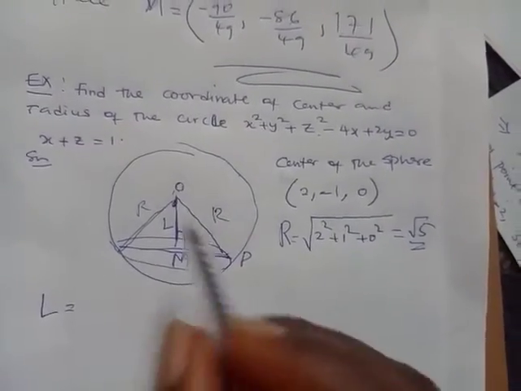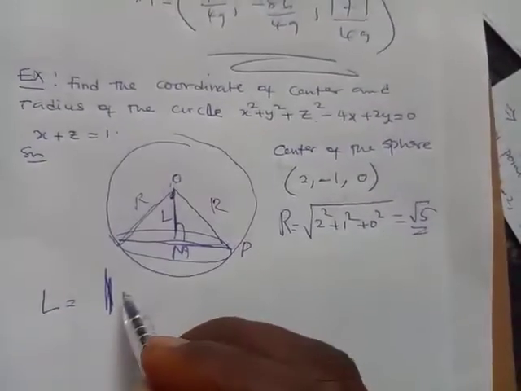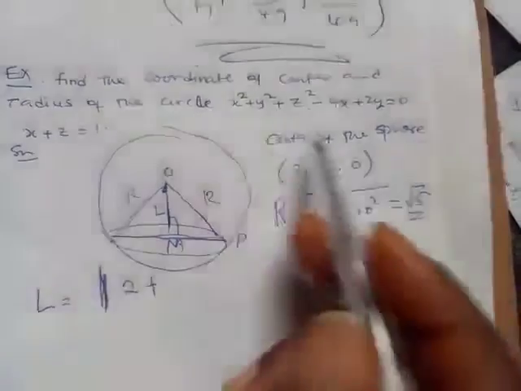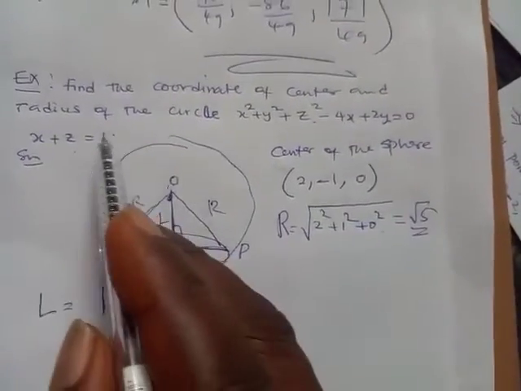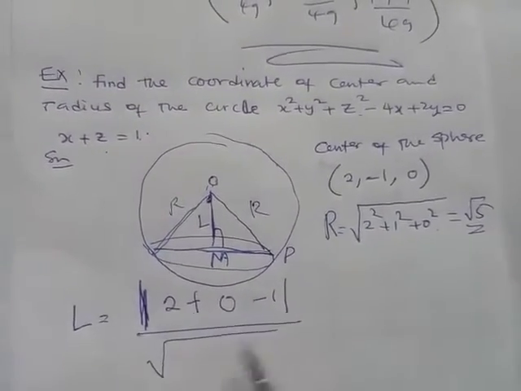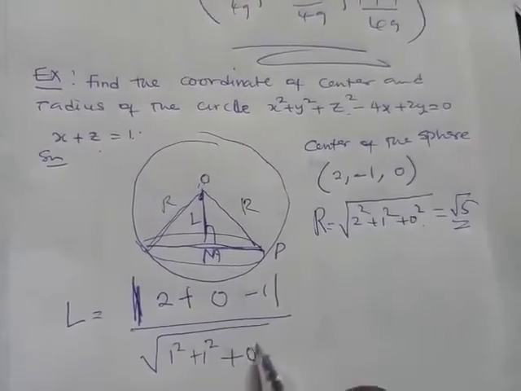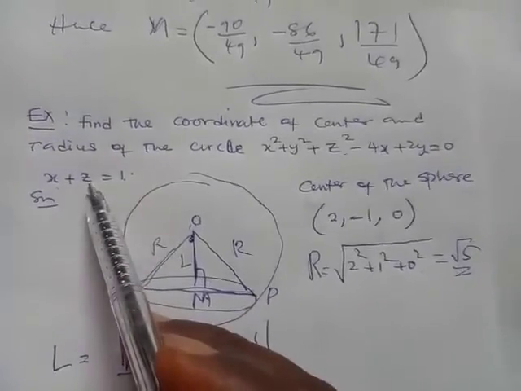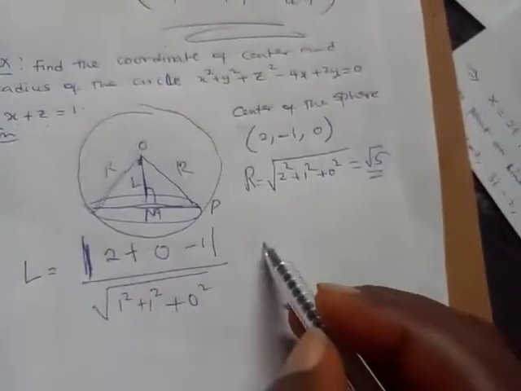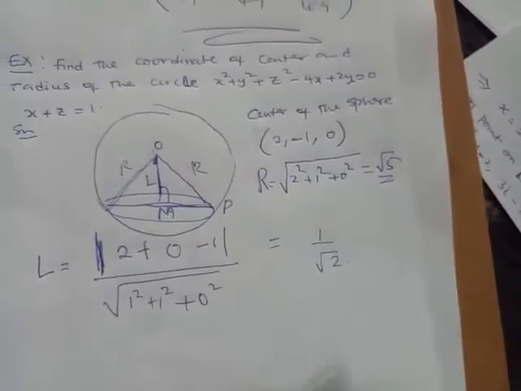And our answer will just be, we use this formula, absolute value of x plus z. That is, our x is 2 plus z, our z is 0. You bring this 1 in, it will be minus 1 over square root of a squared plus b squared plus c squared. So our a is 1, our c is 1, but b is not there. B is the coefficient of y. So from this place, this is 1 over square root of 2.